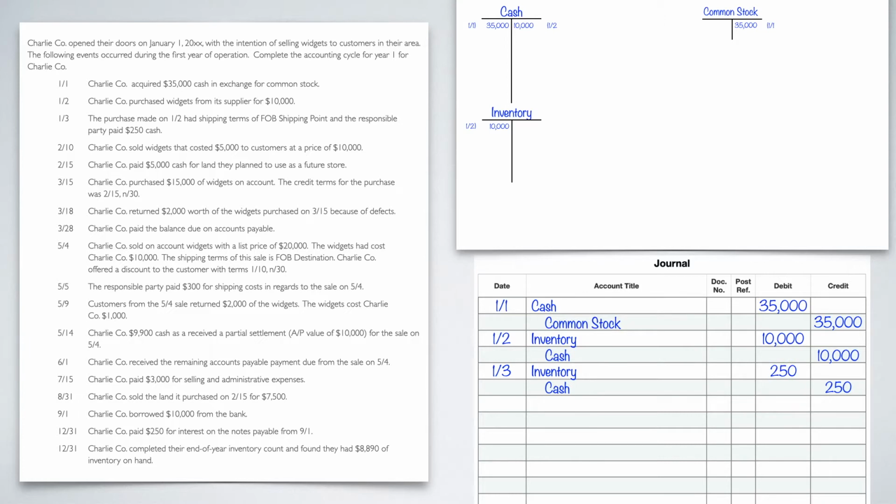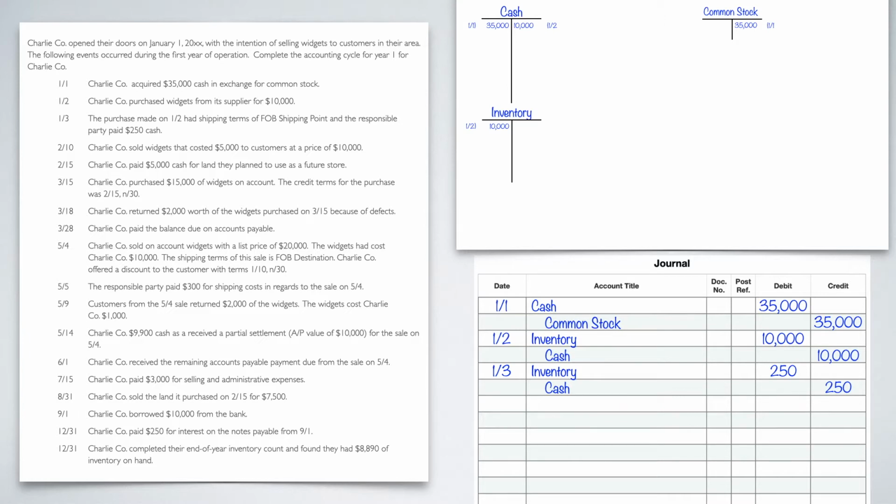Had this said the purchase made on January 2nd had shipping terms of FOB destination and the responsible party paid $250, we are the buyer, and destination is the seller's responsibility. We would not have paid, so you would not have seen a journal entry for that had it said FOB destination.